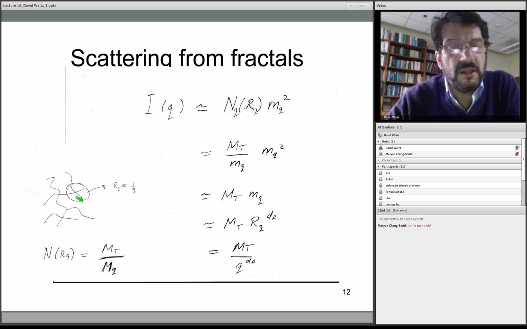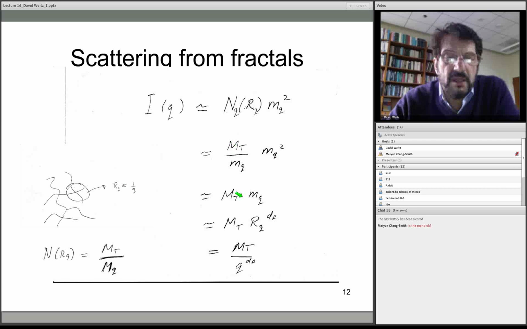So the coherent scattering goes as the square of the mass. I just take the intensity from this, which goes as the square of the mass, and I sum up the number of regions of that size. The number of regions of that size is just the total mass divided by the mass in each of these. And then I have to multiply by the square of the mass in one of these things. That's what's shown here. So this becomes the total mass times the mass in one of these regions.